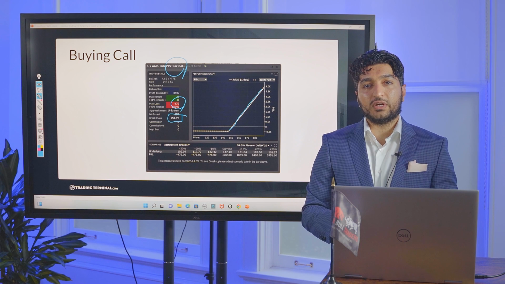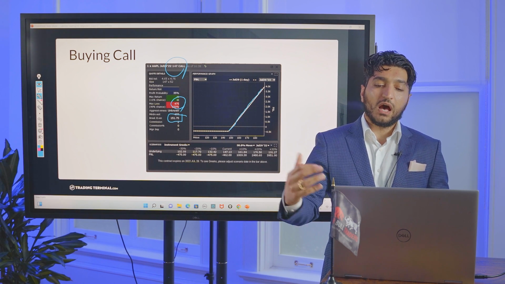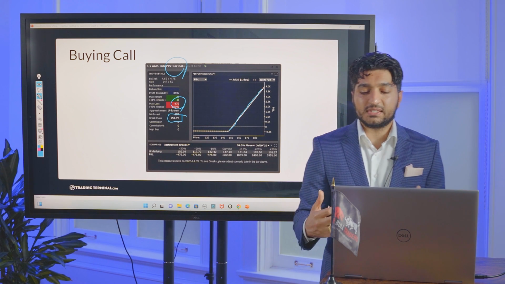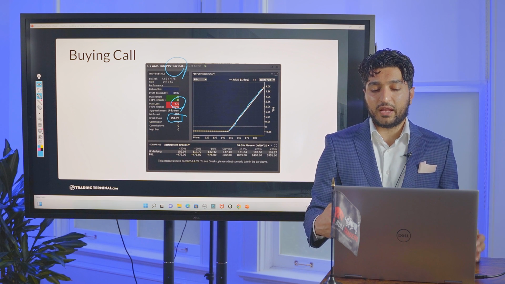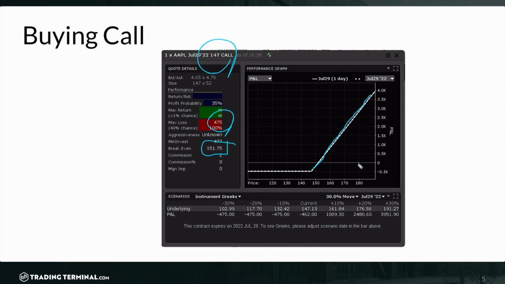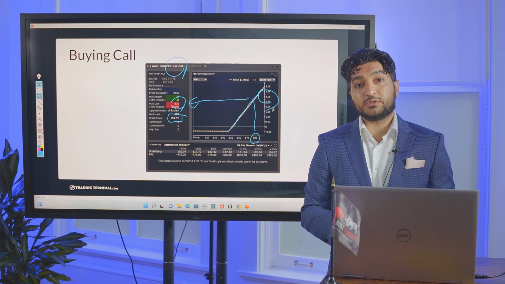You add these two together, and at the time of expiry, for every dollar that Apple is higher, you're making money. So let's say we're a little bit optimistic and we believe Apple is going to go to $180. How much are you going to make? Simply draw a line from 180 over here, go all the way up, and you can see a small investment of $475 can lead to over $3,000 in profit. Recall from the last class that I told you options are extremely capital efficient?